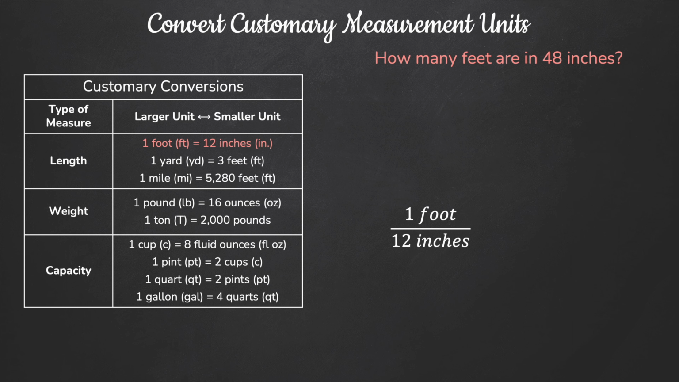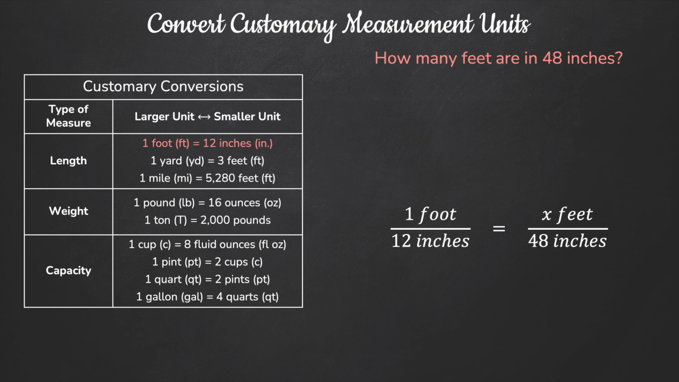In order to do that, we have to create an equivalent ratio. So we're going to make this equal to x feet over 48 inches. The first thing we need to do is maintain the fact that we're talking about feet in both our numerators and maintain the fact that we're talking about inches in both our denominators. We don't know how many feet there are in 48 inches, which is why there's an x there. And we know that we want to find out how many feet there are in 48 inches, which is why 48 inches is the denominator.